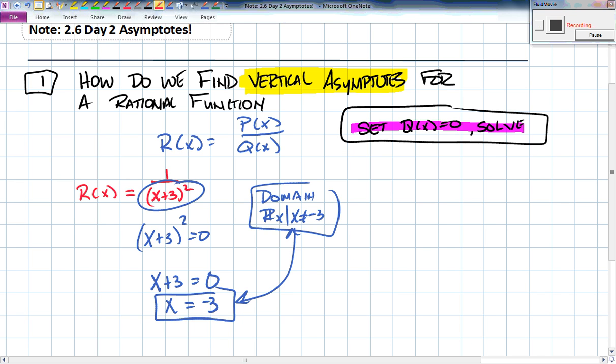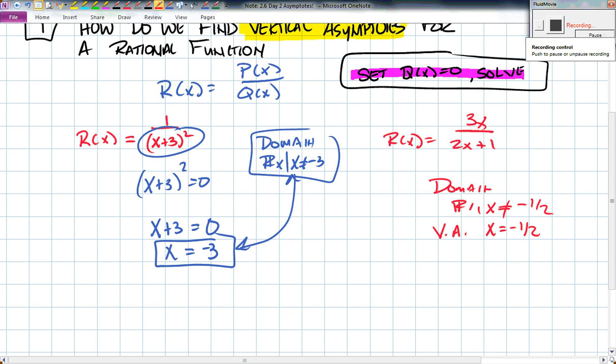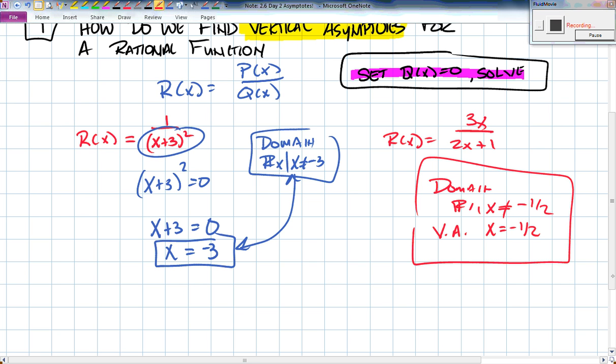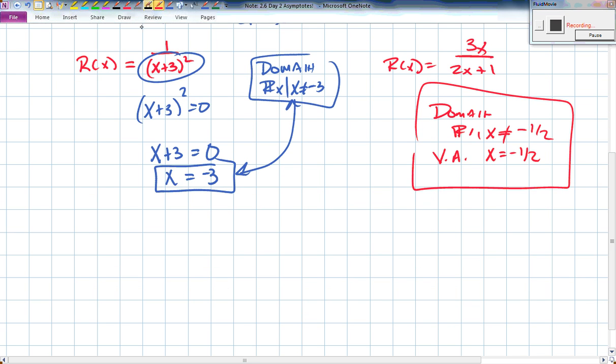Let's talk about this one. If I give you r of x is equal to 3x over 2x plus 1, find the domain and the vertical asymptote. The vertical asymptote is x equals negative 1/2. Okay? So hopefully you're realizing that there is a connection between the domain and the vertical asymptotes of a rational function. Are you guys feeling pretty good about that one? Yeah. All right, sweet. Let's get on to something that we haven't talked about yet, and let's talk about horizontal asymptotes.